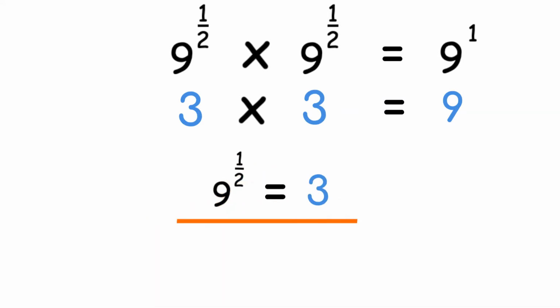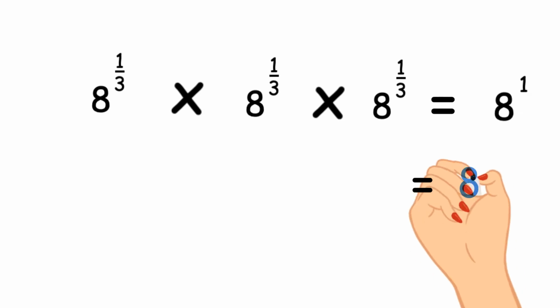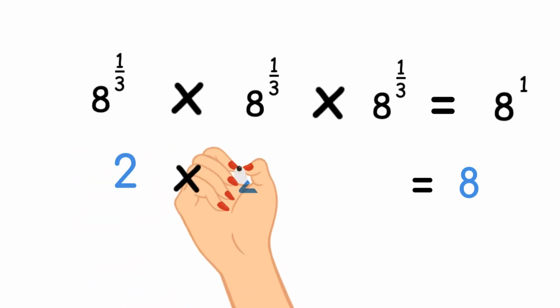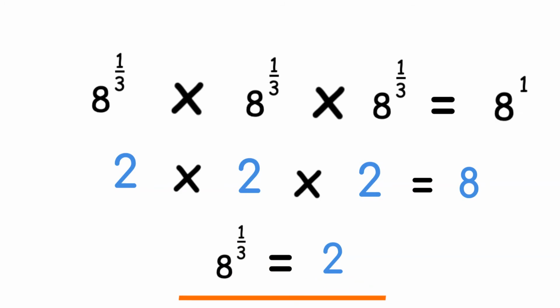One more example. 8 to the power of a third times 8 to the power of a third times 8 to the power of a third. Well, we know that has to equal 8 to the power of 1, which is just 8. So what number times by itself 3 times to make 8? Well, it has to be 2. So 8 to the power of a third is therefore equal to 2.